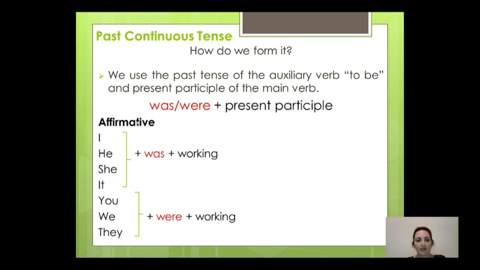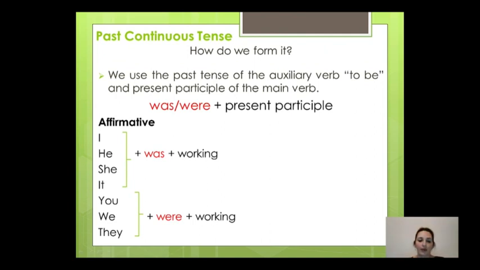Look at the affirmative case. I was working. He was working. She was working. It was working. You were working. We were working. And they were working.